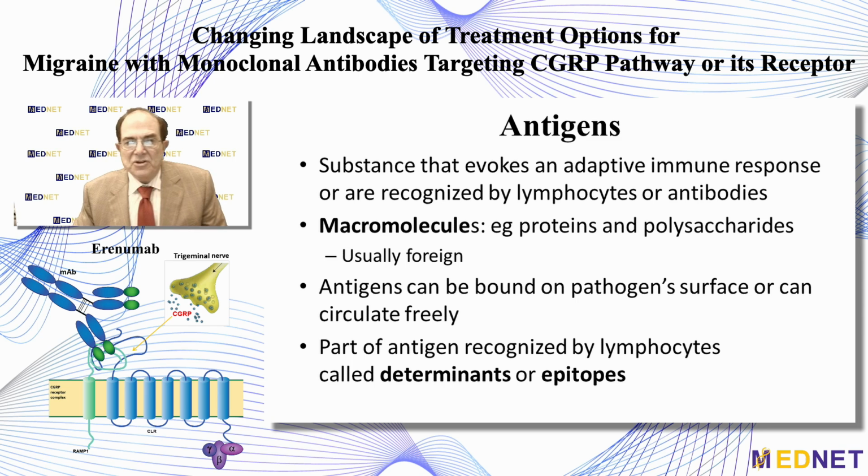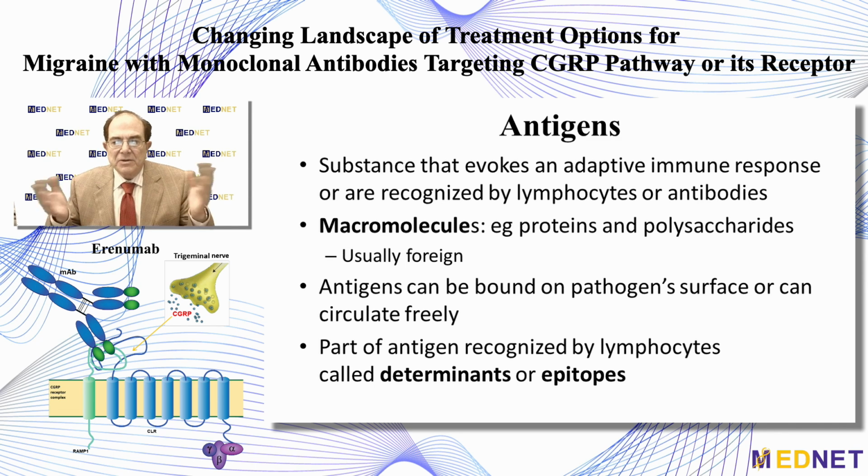What is an antigen? It's a substance that evokes an immune response, or is recognized by lymphocytes or by antibodies. They're macromolecules, they're big, they're proteins and sugars, and usually foreign. They can be bound to the surface of a pathogen, or they can circulate freely. And the part of the antigen that's recognized by a lymphocyte is called a determinant or an epitope.